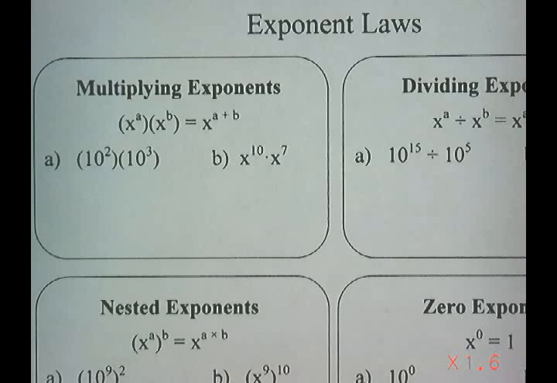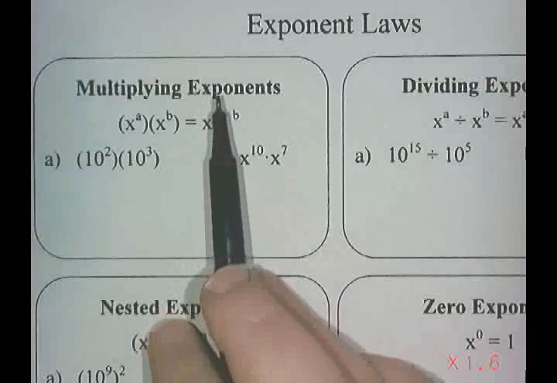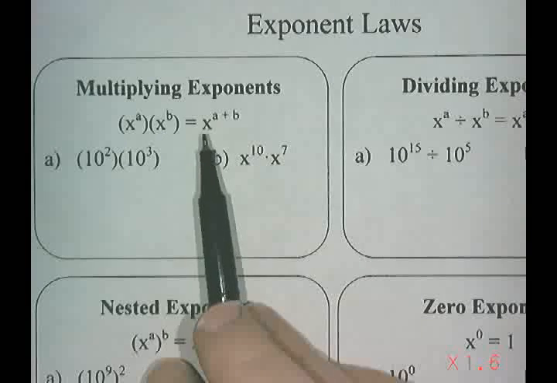This is the second part of our lesson on exponent laws. In this part, we're going to go through the basic exponent laws for multiplying, dividing, power of a power, and zero exponents. So when we're multiplying exponents, there's a shortcut here that you would have learned in grade 9.